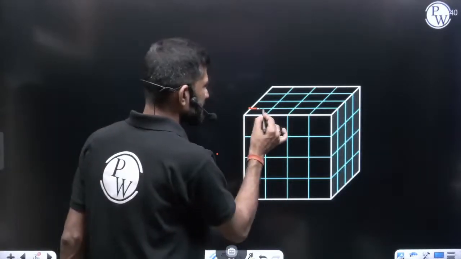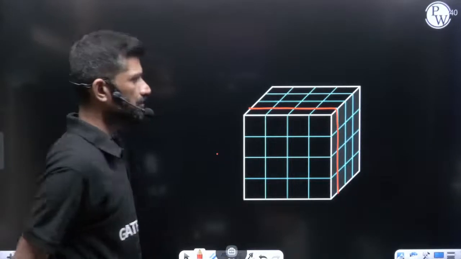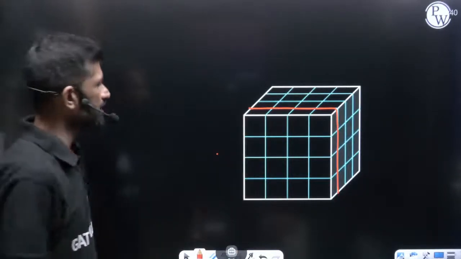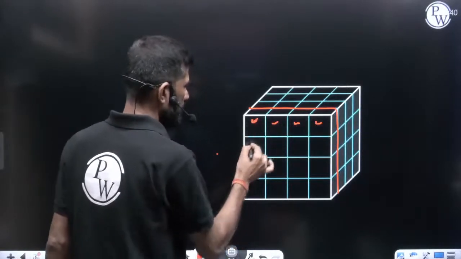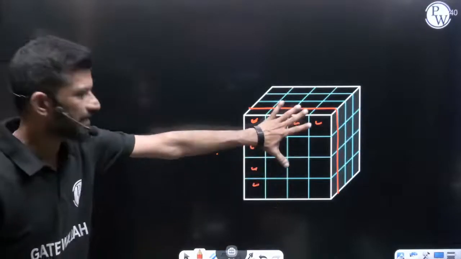can I say that this is the front layer? This is the first layer of the cube. This is the front layer. In this front layer, how many cubes are you having? 1, 2, 3, 4. 1, 2, 3, 4. Means total 16 cubes are there in the front layer.